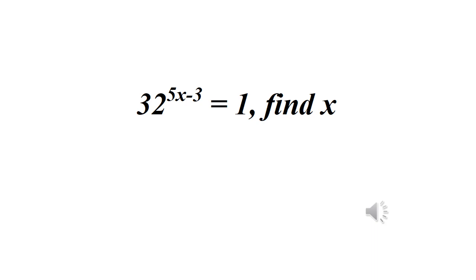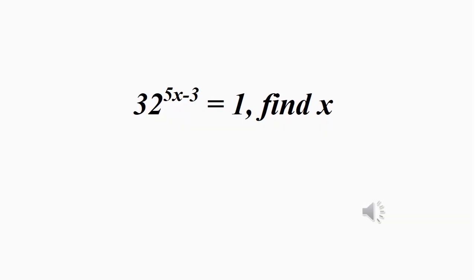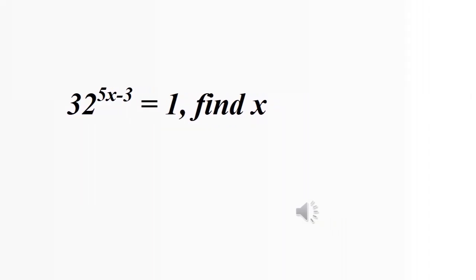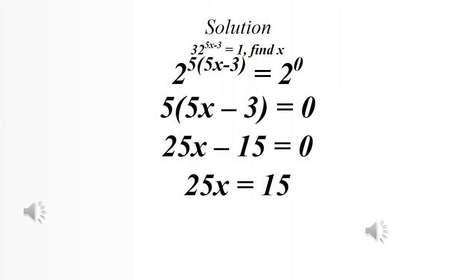So today the last question I sent as an exercise is 32 raised to power 5x minus 3 equals 1. So we have to find the value of x. Now if you remember, I said any number raised to power 0 is 1. So in order to have the same base, we break down 32 to 2 raised to power 5.